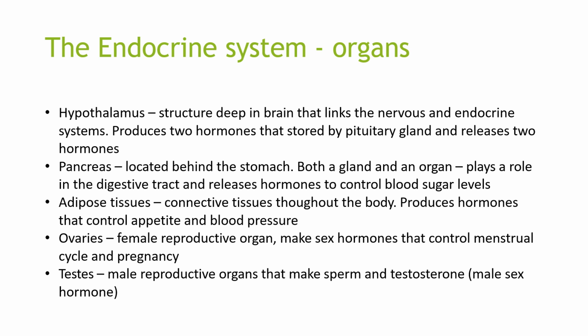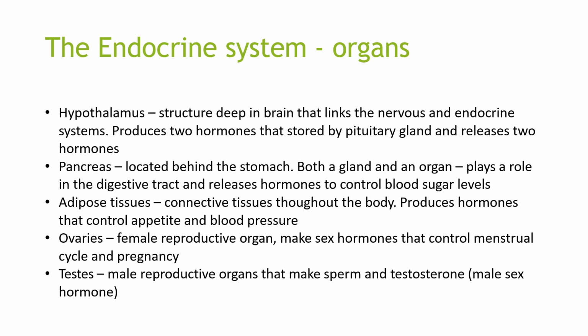Looking first at the hypothalamus, this is a structure deep in the brain that links the nervous and endocrine systems. This produces two hormones that are stored and released by the pituitary gland. Moving on to the pancreas, this is located behind the stomach. It is both a gland and an organ. It plays a role in the digestive tract and releases hormones to control blood sugar levels.